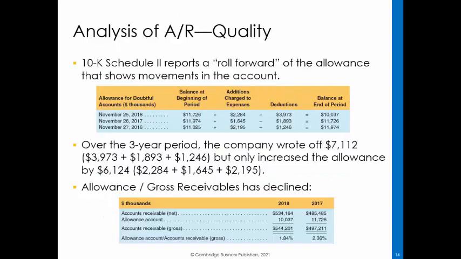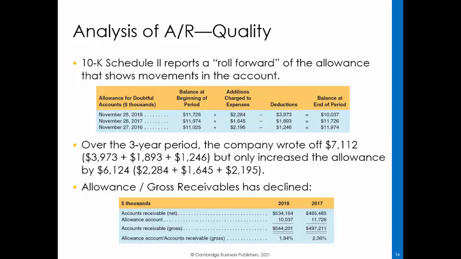To analyze the quality of accounts receivable, we focus on the allowance for uncollectible accounts. Companies are required to report on their balance sheet the amount of accounts receivable they expect to collect, including the gross accounts receivable less the estimated uncollectible accounts. Levi Strauss also includes Schedule 2 in its 10-K, where it reports a roll forward of the allowance for uncollectible accounts that shows movement in the account.